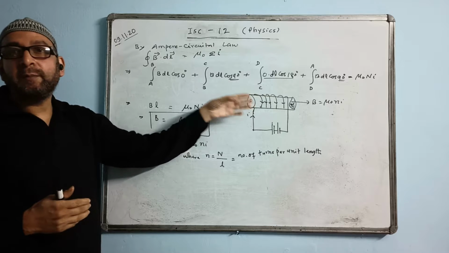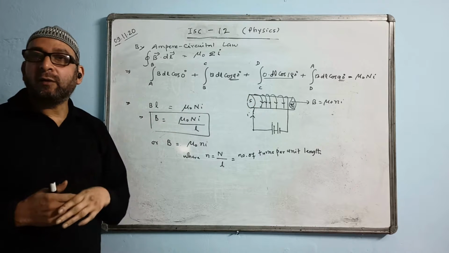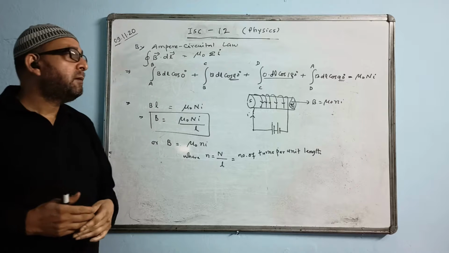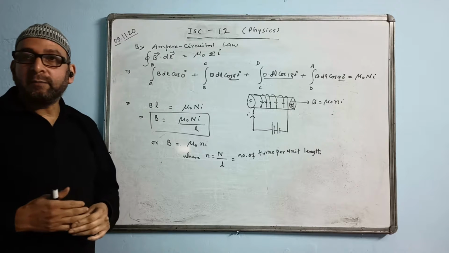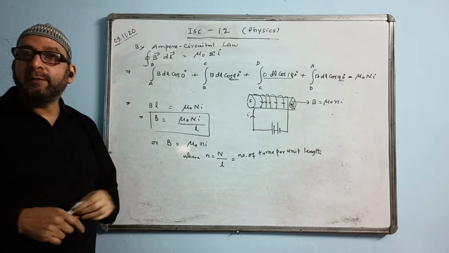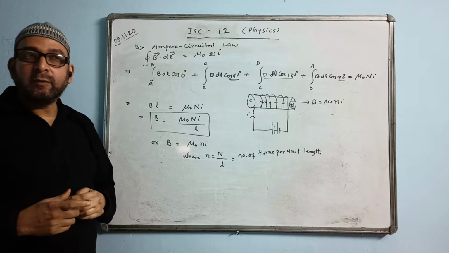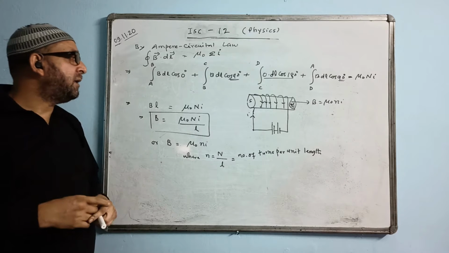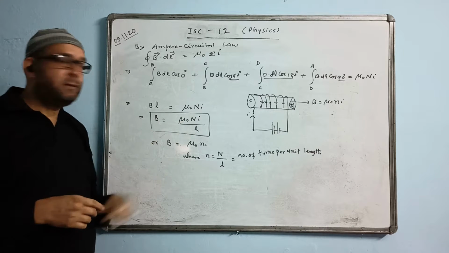If we keep soft iron, or maybe steel inside, the magnetic strength will increase by a great margin. That phenomenon is called ferromagnetism. So ferromagnetism we will be discussing in some other chapter. So just have an idea. In classes we used to learn that.